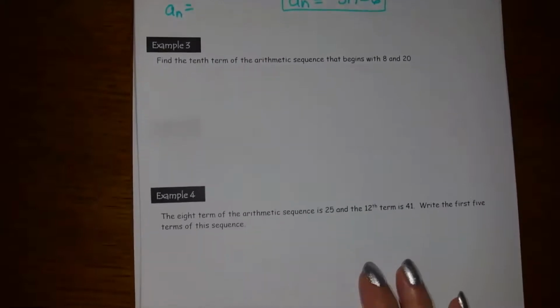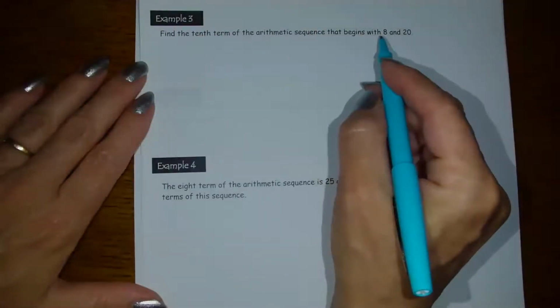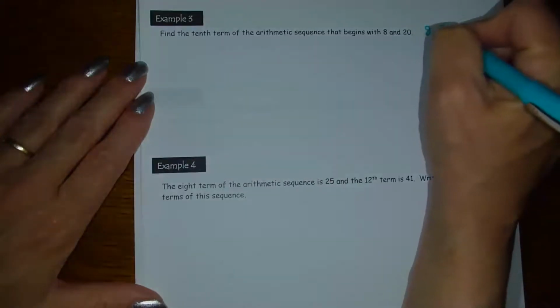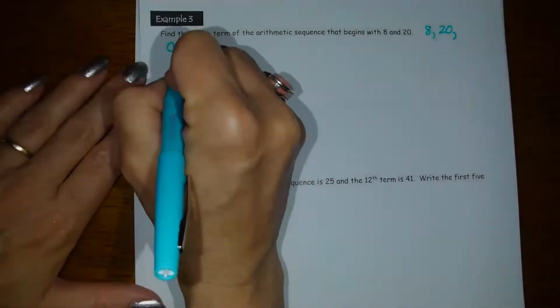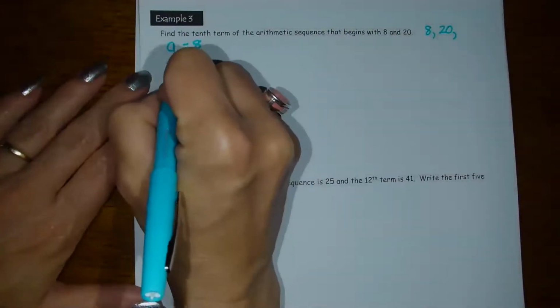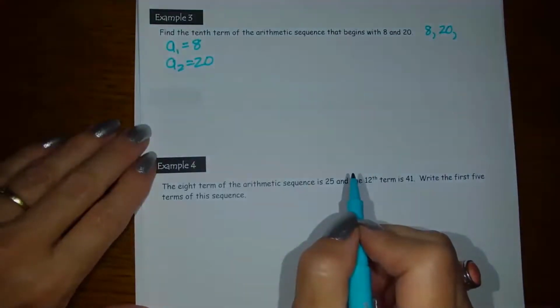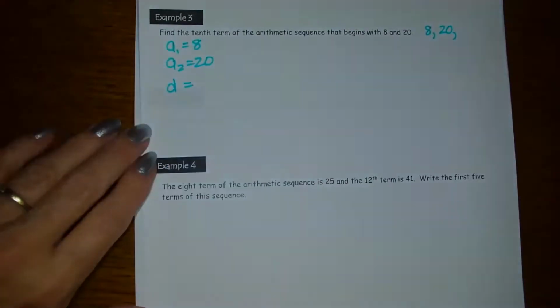Okay. Find the 10th term of an arithmetic sequence that begins with 8 and 20. So again, what did they tell me? It begins with 8 and 20. That means 8 is the first number, 20 is the second number, and so on. So I know A1 equals 8, A2 equals 20. Can I find D since they gave me these two right in order? Yes. What's the difference between 8 and 20?